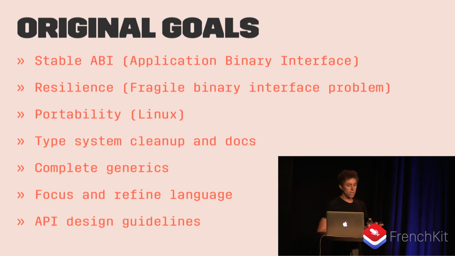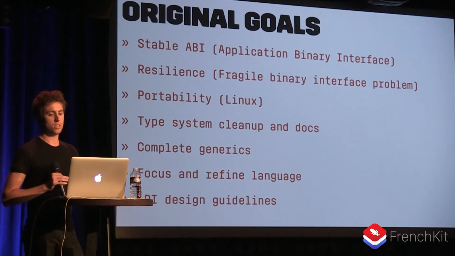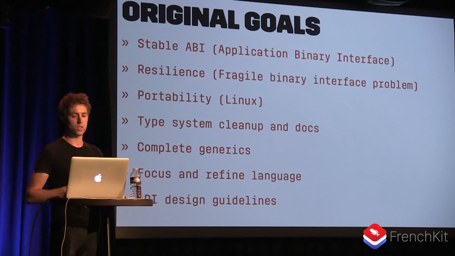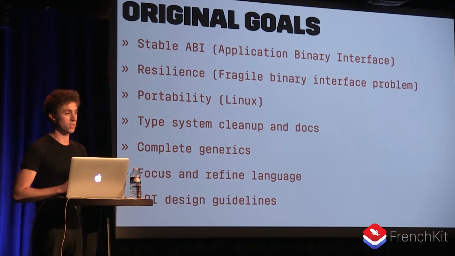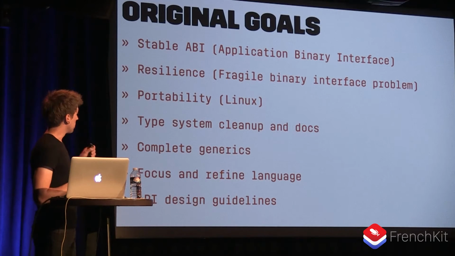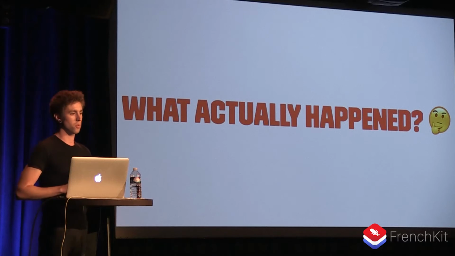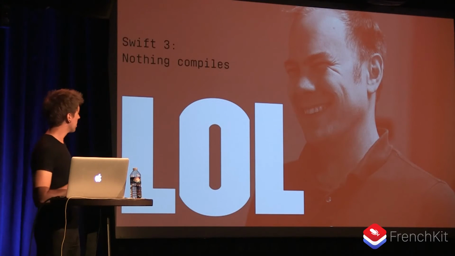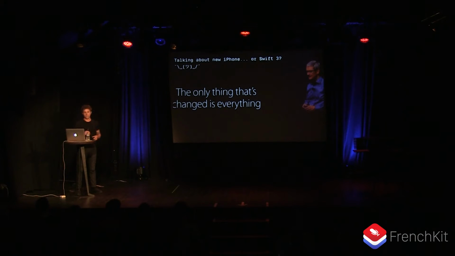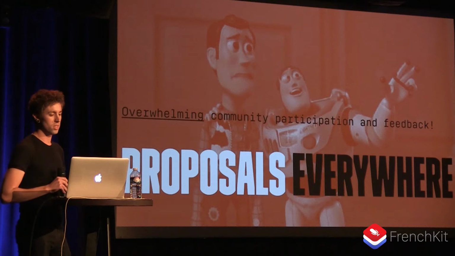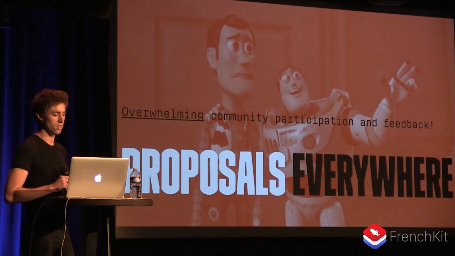So for ABI stability, this is finalizing runtime data structures and calling conventions and things like this so that future code can interact with older binaries, basically. So not all of these goals made it into Swift 3. There were so many proposals. What actually happened? Well, nothing compiles. Because the only thing that changed about Swift 3 is everything. And this is because there's overwhelming community participation and feedback.